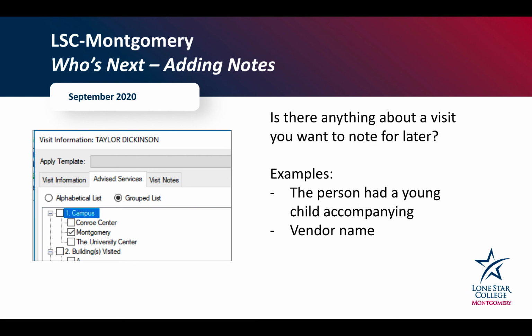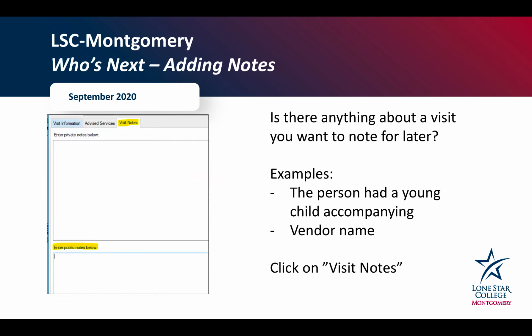Or if anything goes wrong and you just want to make a note of it, this is a perfect place to do it. So to do that, you just click on the Visit Notes tab and you'll see this window. And then anything that you want to type in, you enter into the Public Notes area at the bottom. You'll notice this big inviting window at the top for private notes. Please don't use that because the notes will be very, very private, meaning we'll never see them again.